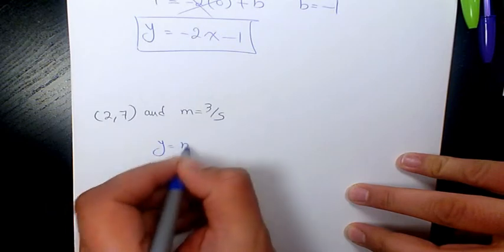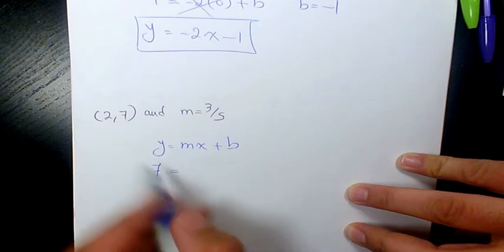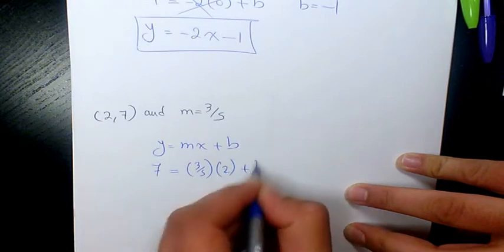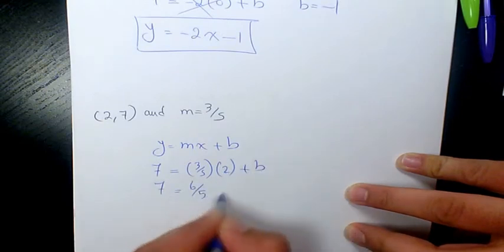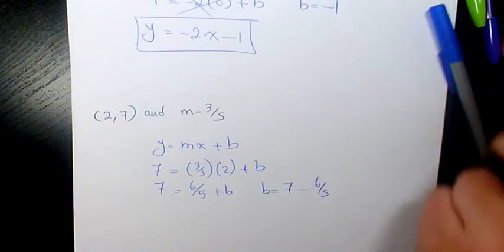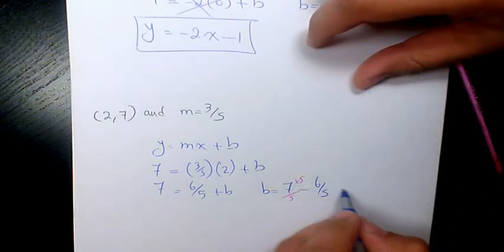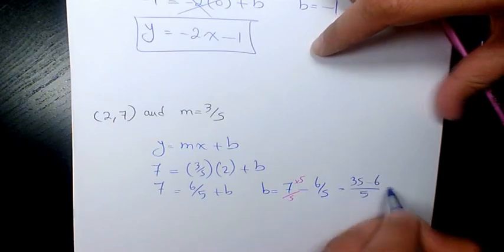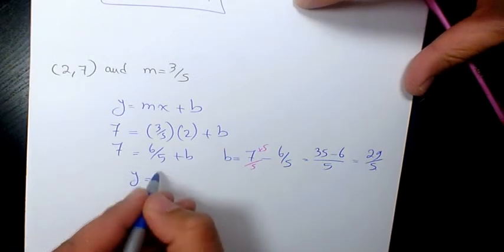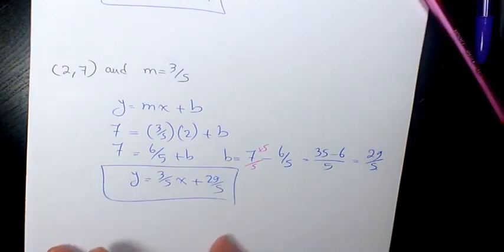Next one, we have mx plus b. Then y is 7, m is 3 over 5, and x is 2. So we have 7 equals 6 over 5 plus b. So b will be 7 minus 6 over 5. Then we can have 5 times 7, it's going to be 35 minus 6 over 5. That will be 29 over 5. So b is 29 over 5. So y equals 3 over 5x plus 29 over 5. That's the equation of the line.